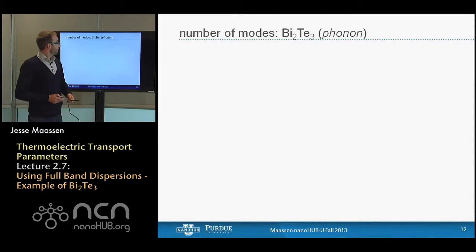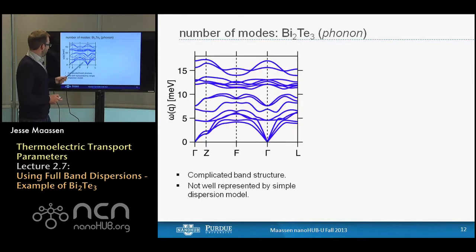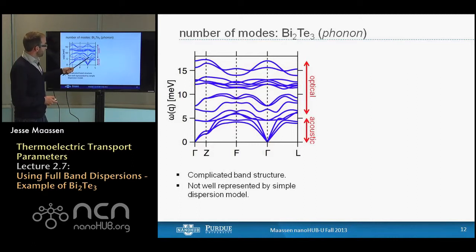Okay, so next, let's look at the case of phonon dispersion with bismuth telluride. Here I show the band structure in K-space that I've computed from density functional theory. Again, the band structure is quite complicated. You have 5 atoms in the primitive cell of this material. Each atom is going to give you 3 branches. So you have in total 15 branches. 3 are always acoustic, and the rest are optical branches.